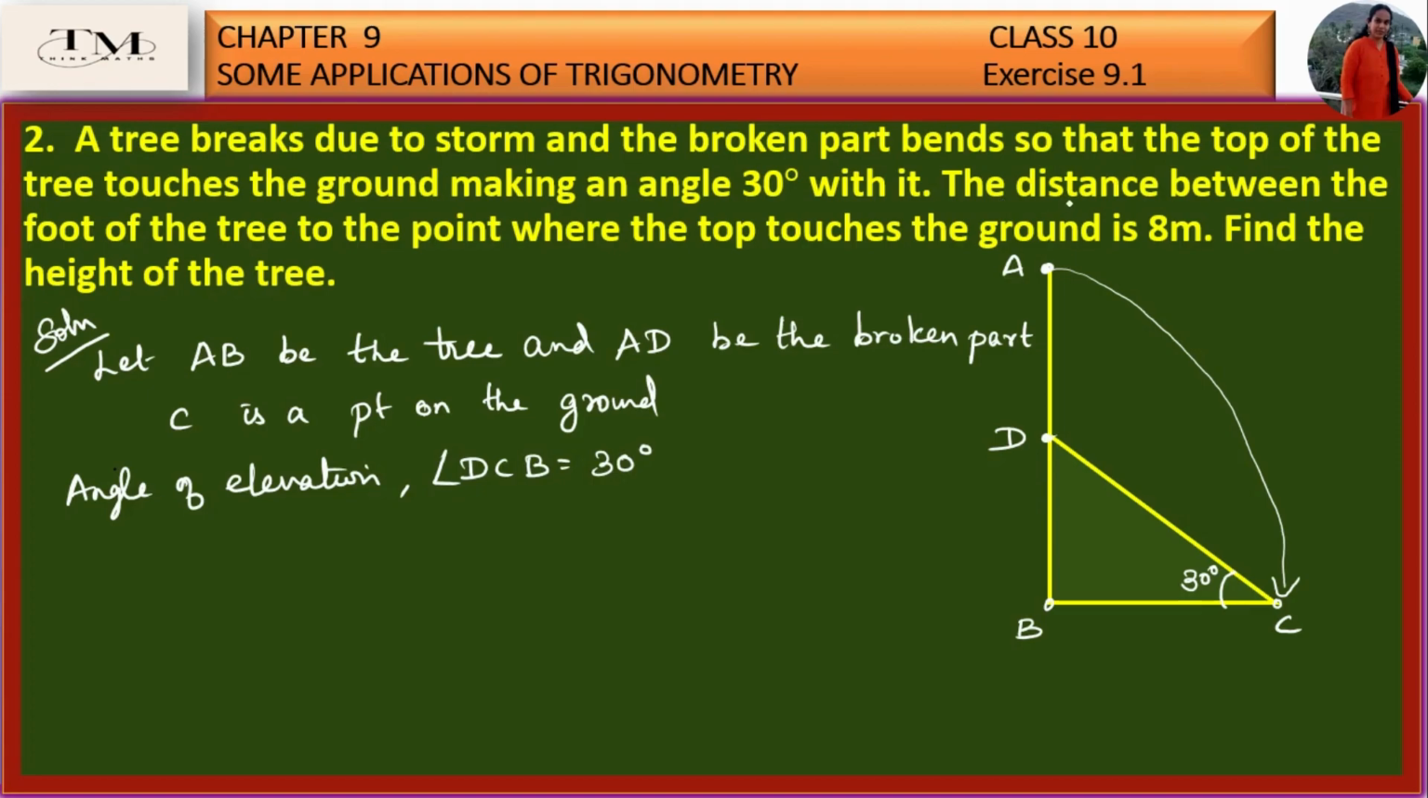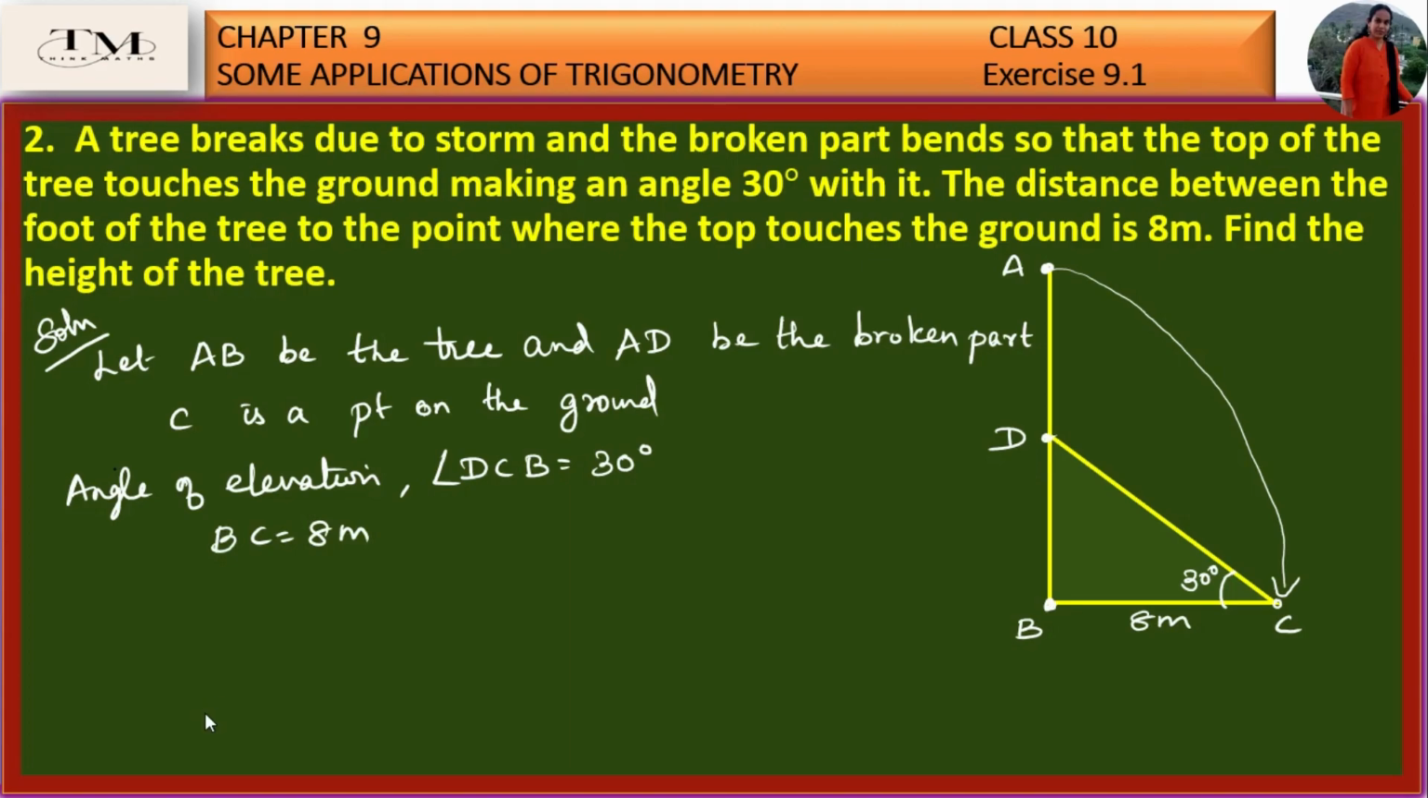Next one, the distance between the foot of the tree. Which is the foot of the tree? B. Where the top touches the ground is 8 meters. So which is the point it touches? It touches at C. So the distance between B and C is 8 meters. So BC is equal to 8 meters. So these are the things given.